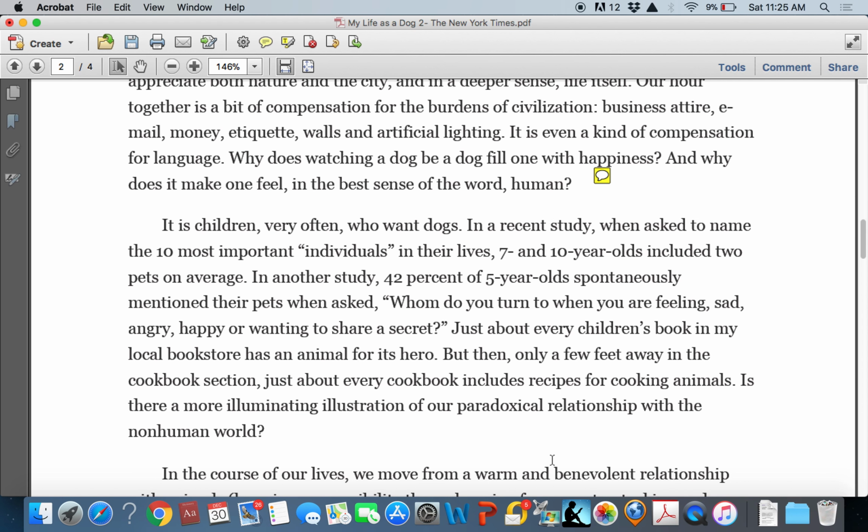It is children very often who want dogs. In a recent study, when asked to name the 10 most important individuals in their lives, 7 to 10-year-olds included 2 pets on average. In another study, 42% of 5-year-olds spontaneously mentioned their pets when asked, "Whom do you turn to when you are feeling sad, angry, happy, or wanting to share a secret?" Just about every children's book in my local bookstore has an animal for its hero. But then, only a few feet away in the cookbook section, just about every cookbook includes recipes for cooking animals. Is there a more illuminating illustration of our paradoxical relationship with the non-human world?